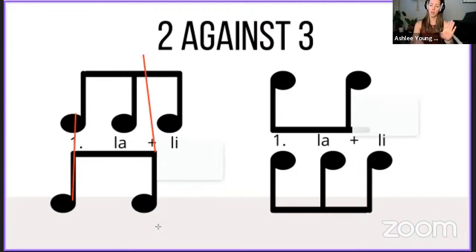Now I'm just going to count it. 1, la, and li. 1, la, and li. 1, la, and li. Nice.